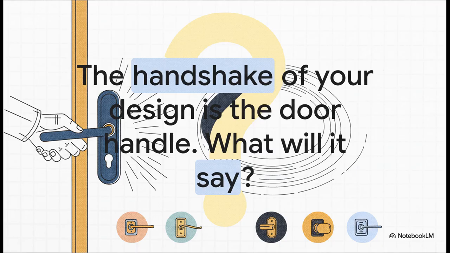So, we've covered all the mechanics, the codes, the use cases, but let's end on a design note. The hardware you choose is often the very first physical thing a person interacts with in your building. It's literally the handshake. So, after you've made the correct technical choice, always ask yourself, what story is this hardware telling? What does this handshake say about the space they're about to enter? That's where good architecture becomes great architecture.